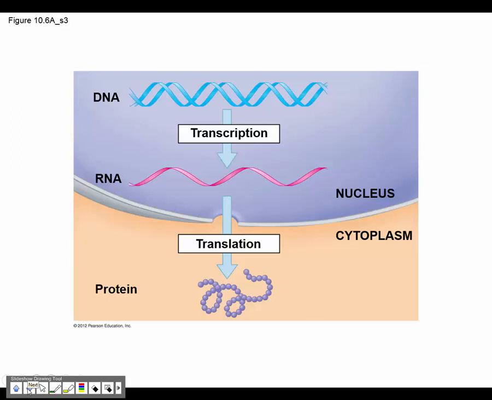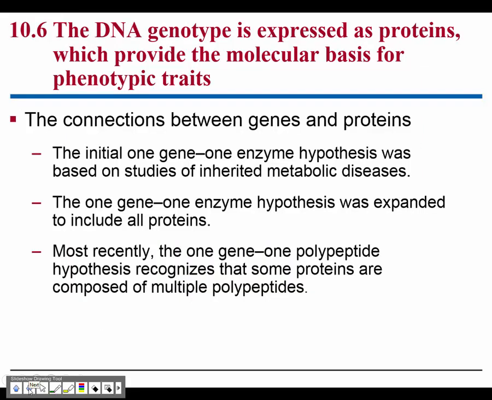So here's your graphic on that. We have DNA, the double helix, and that gets transcribed, and so you have this RNA molecule, and that leaves the nucleus. So remember, RNA can be in the nucleus or in the cytoplasm. DNA is not in the cytoplasm. And then that gets translated into a protein. Remember our ribosomes, that's where the translation takes place. So we have this connection between gene and protein.